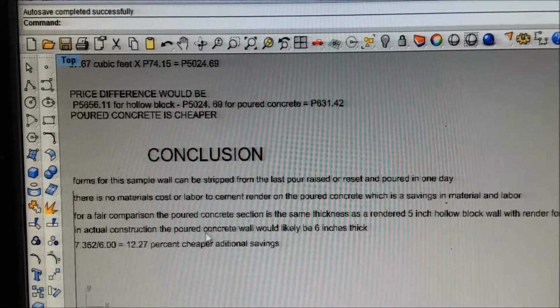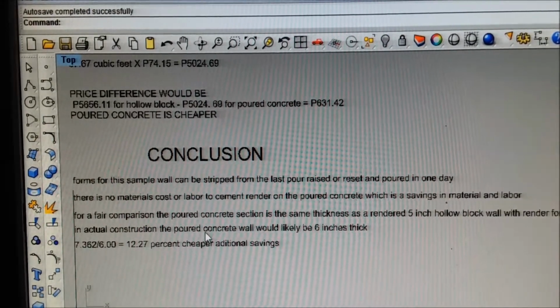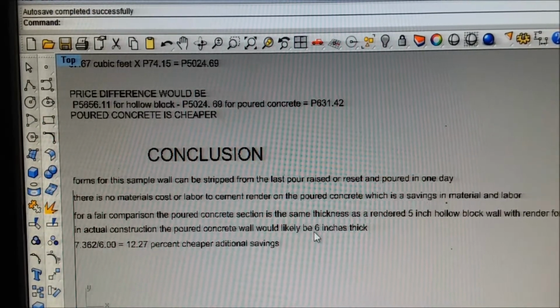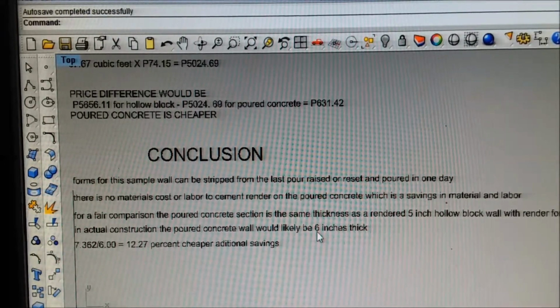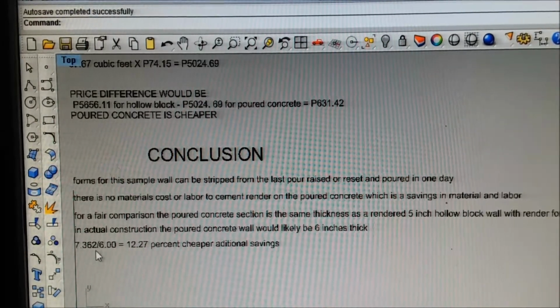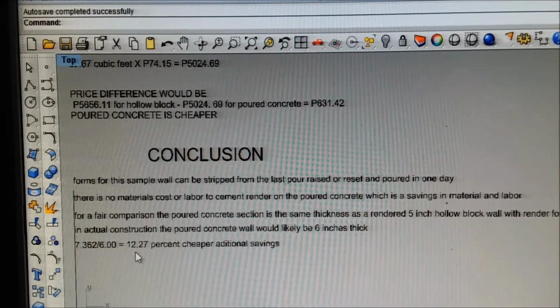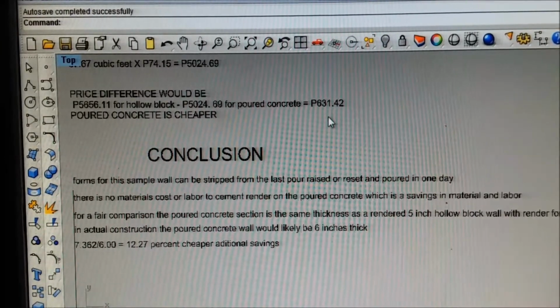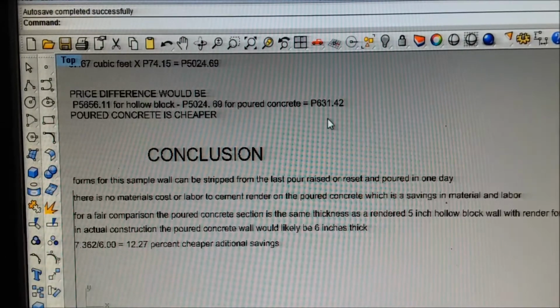Oh, okay. If you're doing actual construction, you wouldn't pour a 7.362 inch thick concrete wall. It would generally be a 6-inch wall. Some people are using 4 inches for interior walls and 6 inches on the outside. But if you want a 6-inch wall compared to 7.362, you save an additional 12.2% past the 631.42 pesos that is cheaper than the hollow blocks.